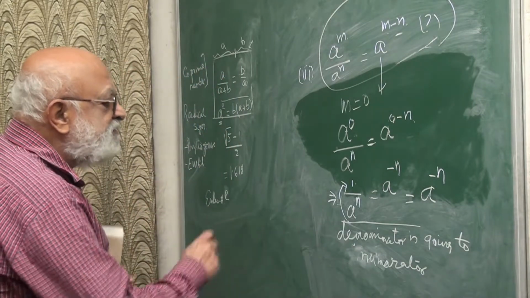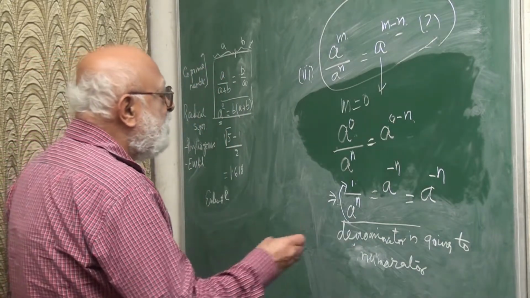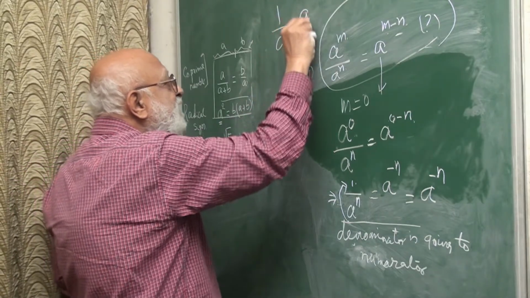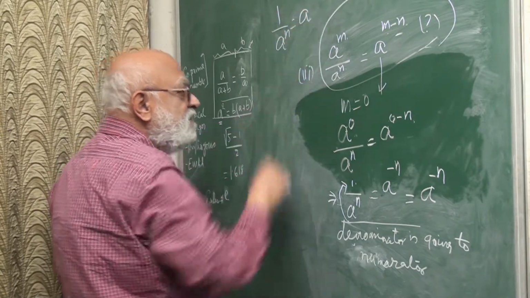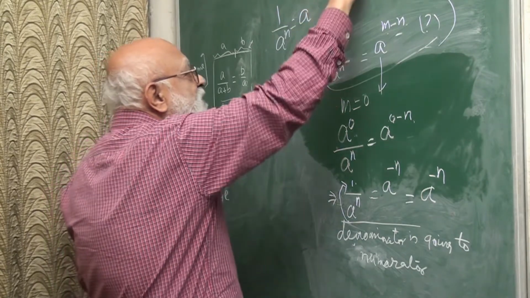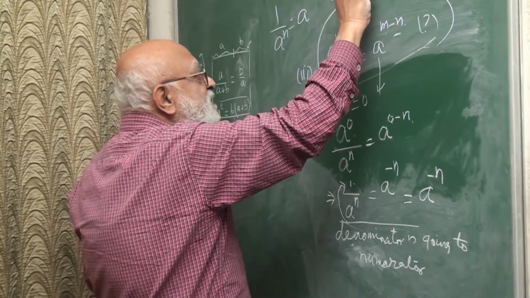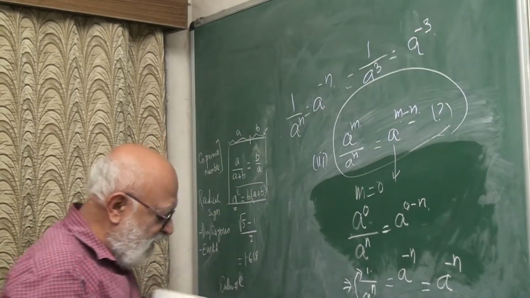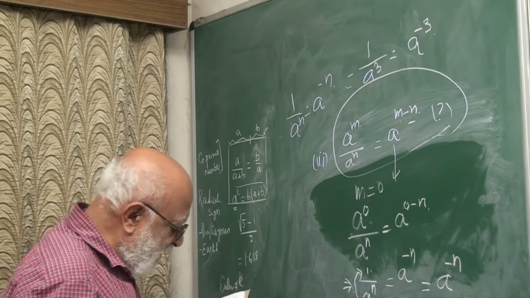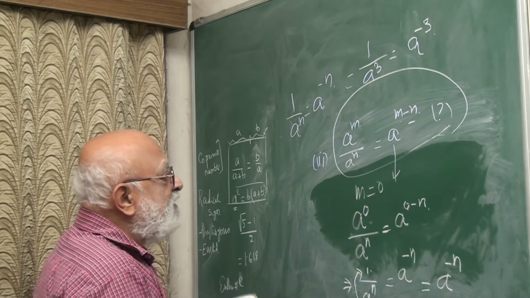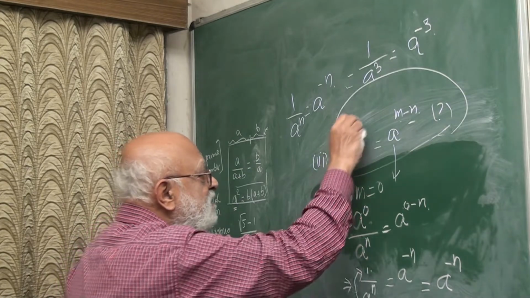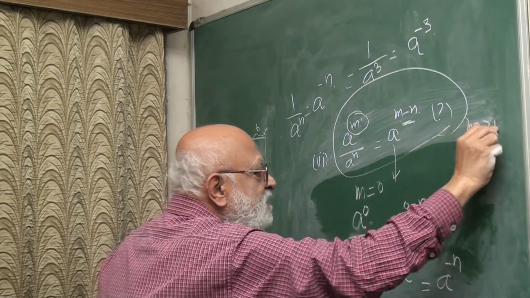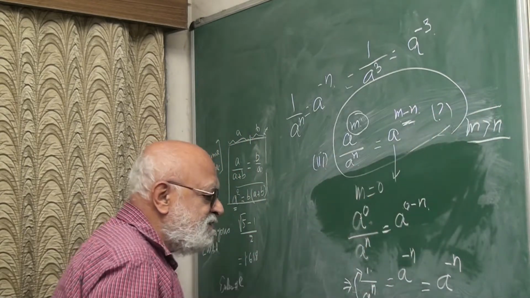Okay, so this concept is clear. What is that concept? That if I have 1 upon a to the power n, I can take it as a to the power minus n. Okay, let's develop this further. 1 upon, say, a to the power 3, that would be equal to a to the power minus 3. So these concepts are clear to you. Now here, for this to remain positive, m should be greater than n. But in most cases it will be like this.